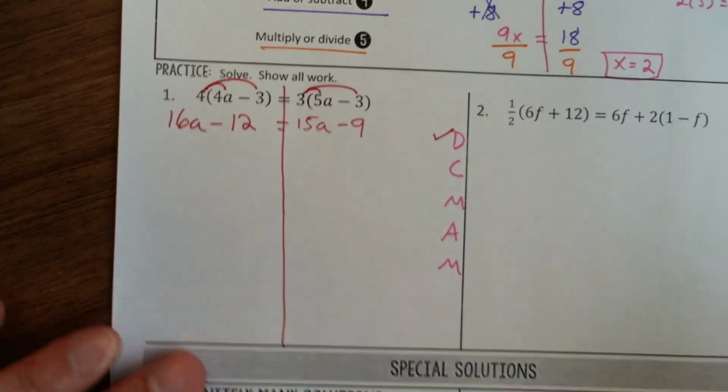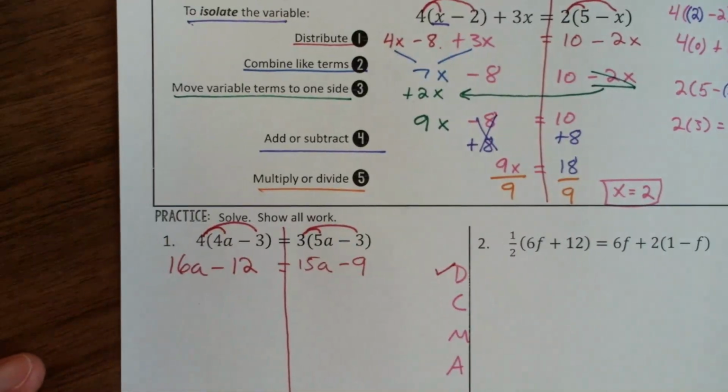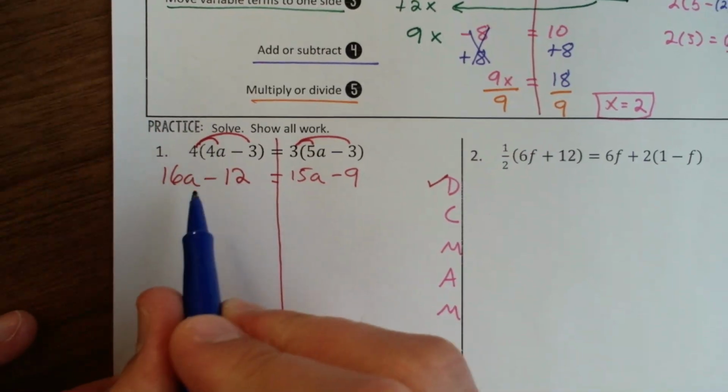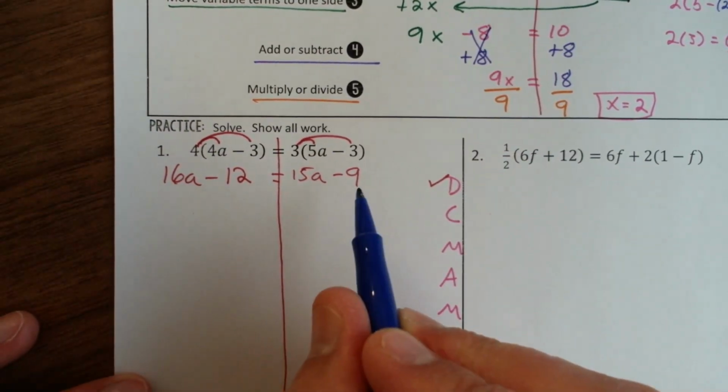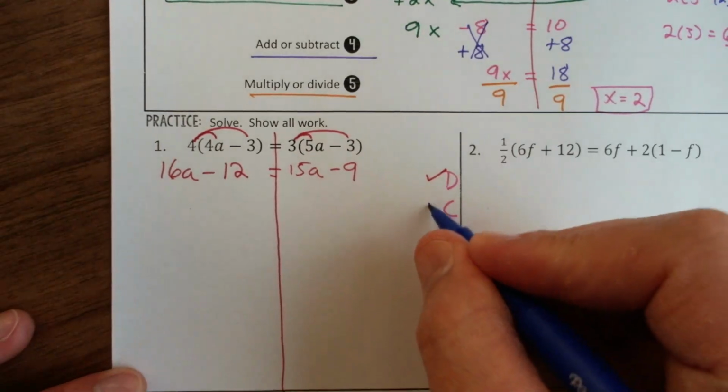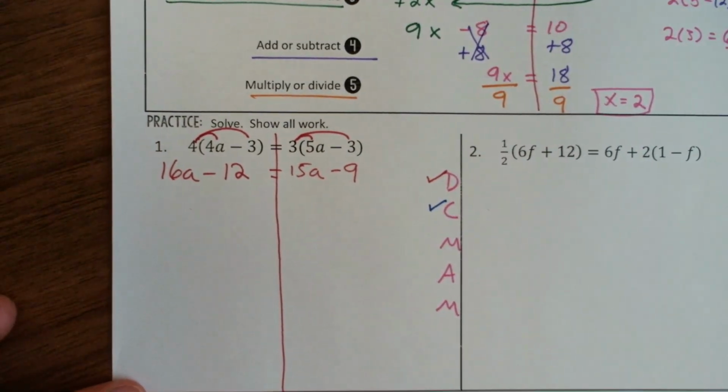Step number 2, combine like terms. So here, I'm looking to see, is there anything I can combine over here? 16a and 12, can't combine it. 15a and 9, can't combine it. All right, sweet, that step's done. Love that step, it's already done.